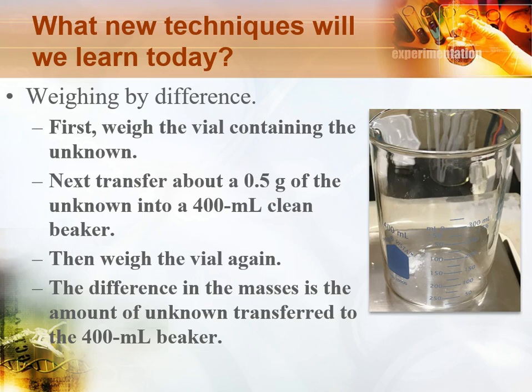So here's a picture of a clean beaker, and here's about half a gram of the unknown that I transferred to it. We don't weigh the beaker before and after because the beaker weighs quite a lot more than half a gram, and trying to determine the difference that way would probably yield some inaccuracies. So that's why we weigh the vial instead.